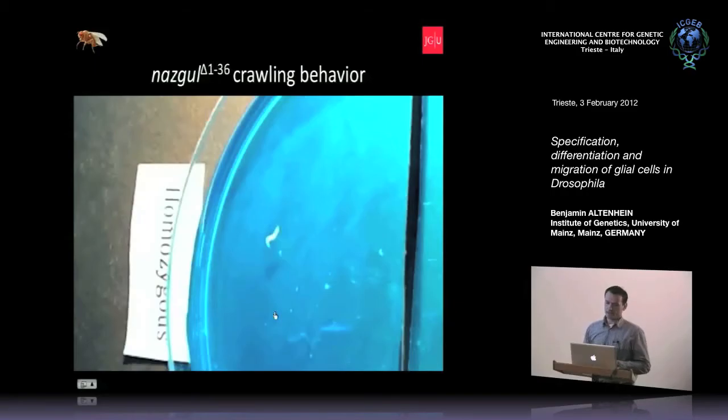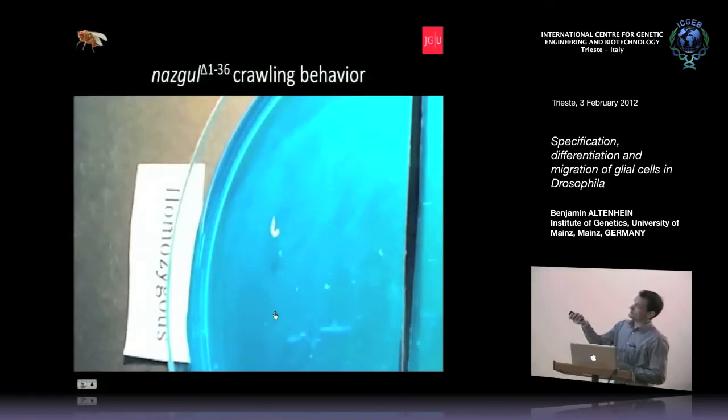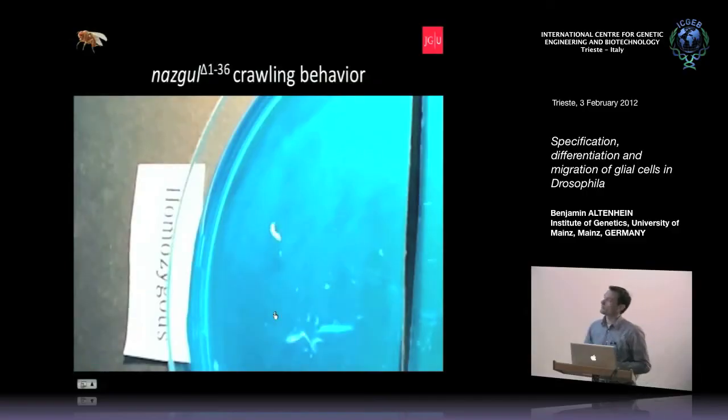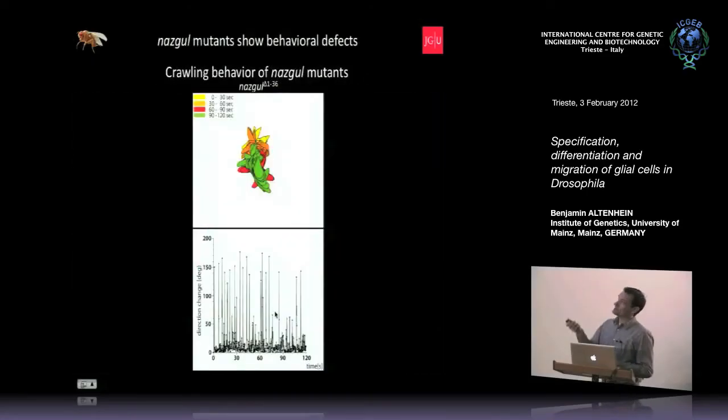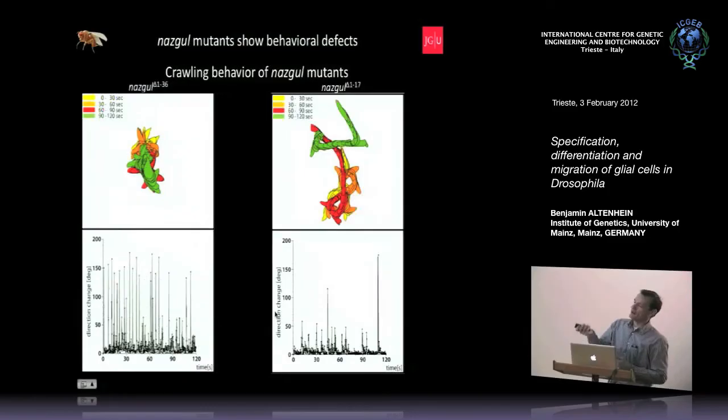Okay. And then the Nazgul mutants, and this is a lousy video, but nevertheless, it's a video. As you can see, this is a Nazgul mutant larva, and it obviously has a defect because it does not at all crawl straight on. It always turns, it seems to circle around itself. And this is how the track of exactly the same larva looks. So it keeps on turning. It doesn't move straight on. As you can see, in comparison to wild type, it has a high degree of turning rates.